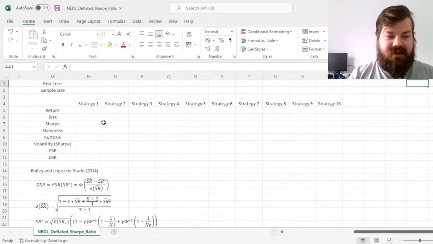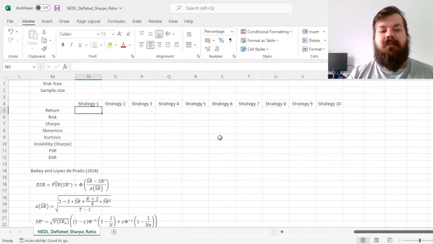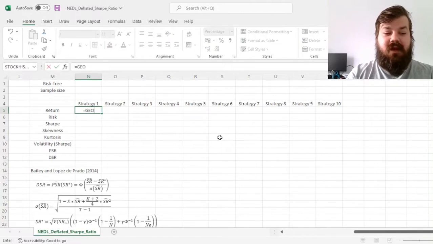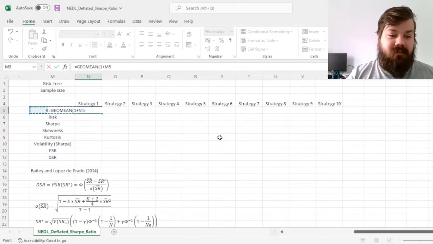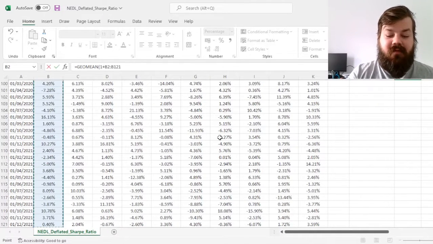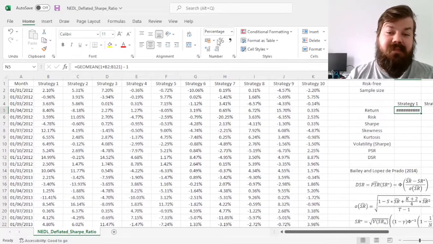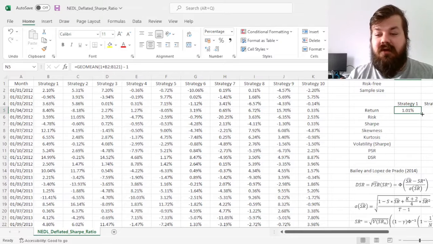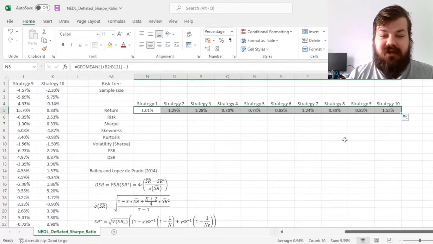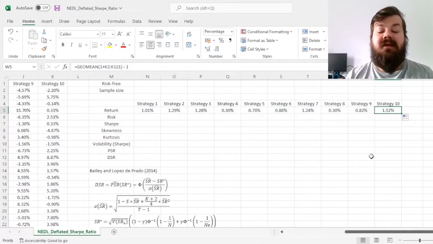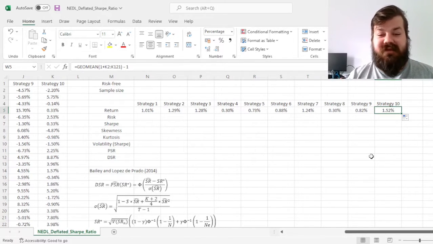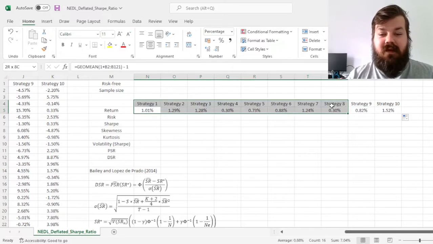So to start things out, let's calculate the average monthly returns, volatilities, and Sharpe ratios of all 10 strategies. For the return, we can use the geometric mean function, applying it to 1 plus the array of monthly returns and subtracting 1. We'll do it all on monthly frequency for simplicity. We can drag it across and get monthly returns for all 10 strategies. We can see a clear winner so far. Strategy 10 has got a monthly return in excess of 1.5%, quite a bit in front of all the remaining 9.